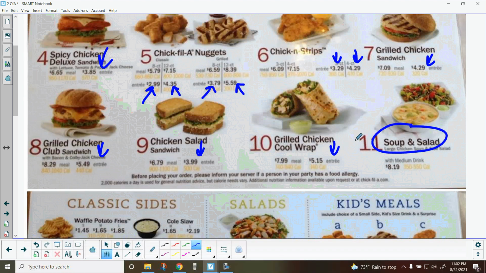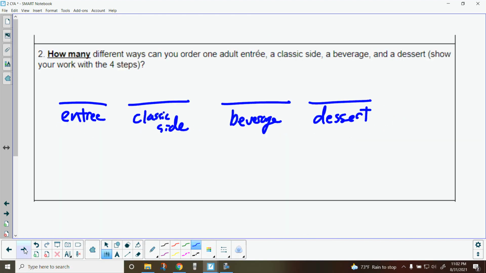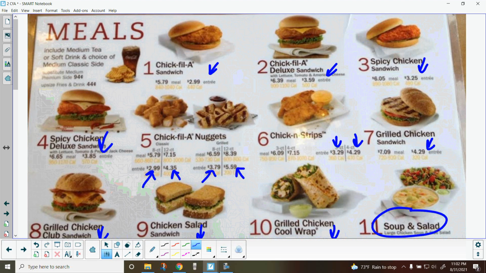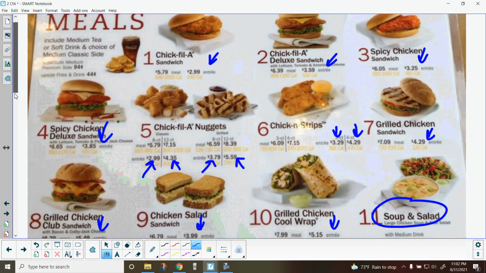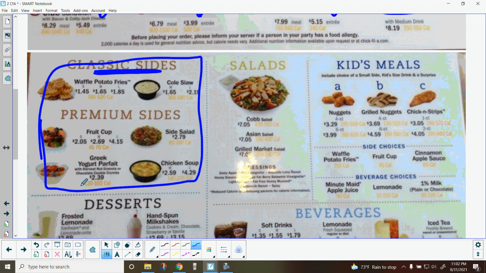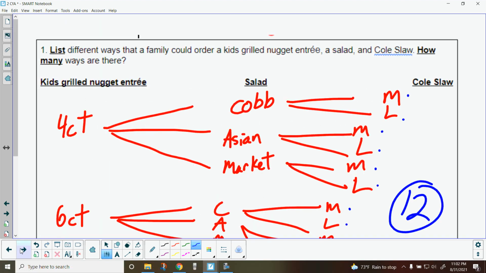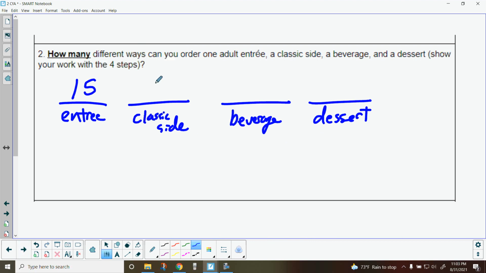So, go back. 15. Classic sides. I made the mistake of counting all of these, but then it's labeled classic sides, so don't be me. 1, 2, 3, 4, 5. So then go back. 5. Remember, you're multiplying all of these.